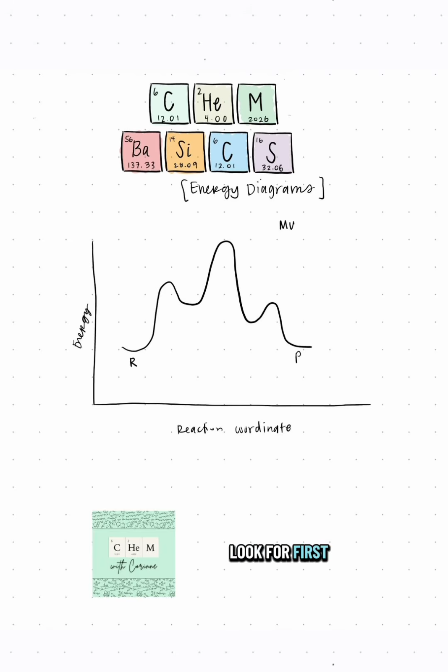What you're going to look for first is the one that has the highest point, the highest transition state, right? That is going to represent the rate determining step. It is also known as your slow step, right? Because it has the highest activation energy, or the difference between the reactants and that transition state.